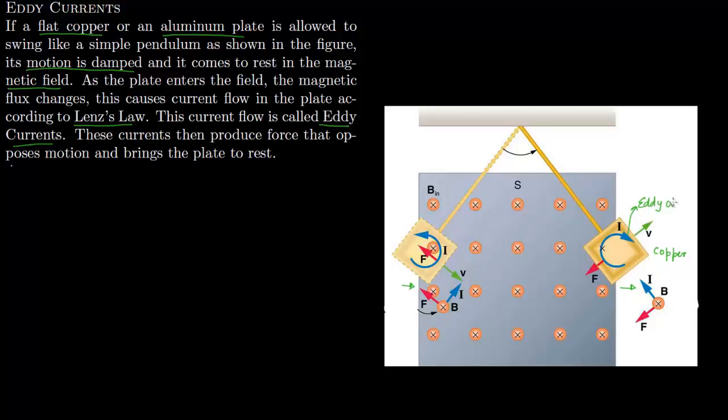So these eddy currents then produce a force that opposes the motion. So if the velocity is this way, the eddy current will produce a force opposite to the velocity. Similarly here, the velocity is this way, the eddy current will produce a force in the opposite direction. And it is precisely this force which brings the plate to rest.